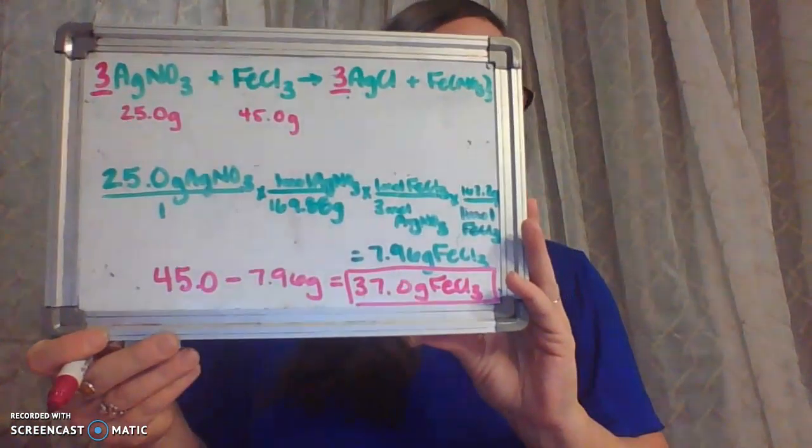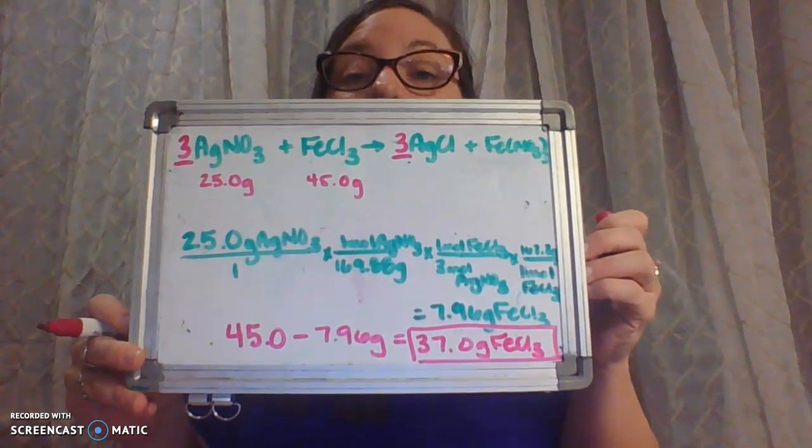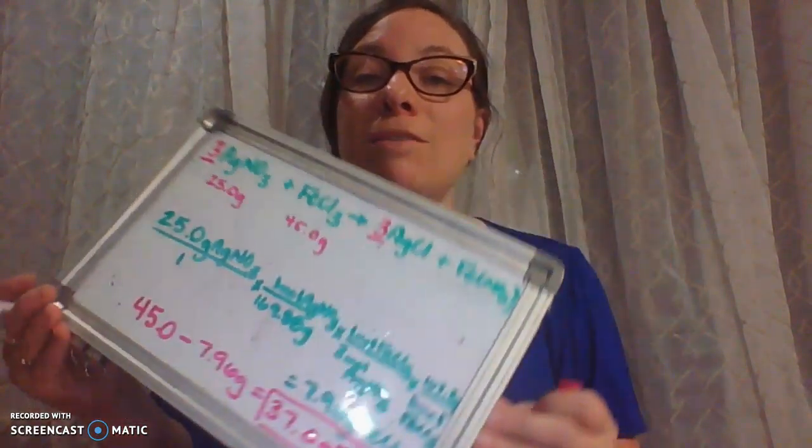So we want to go back to the beginning. We started with 45 grams of iron chloride. That was given to us in the problem. 45 grams of iron chloride minus the 7.96 grams that we used gives us 37.0, rounded to 3 sig figs, grams of iron chloride remains. Okay, and that is what the problem is asking. So part E of this problem asks us how much of the excess reactant will remain. And so you want to subtract how much is used up from the given amount.